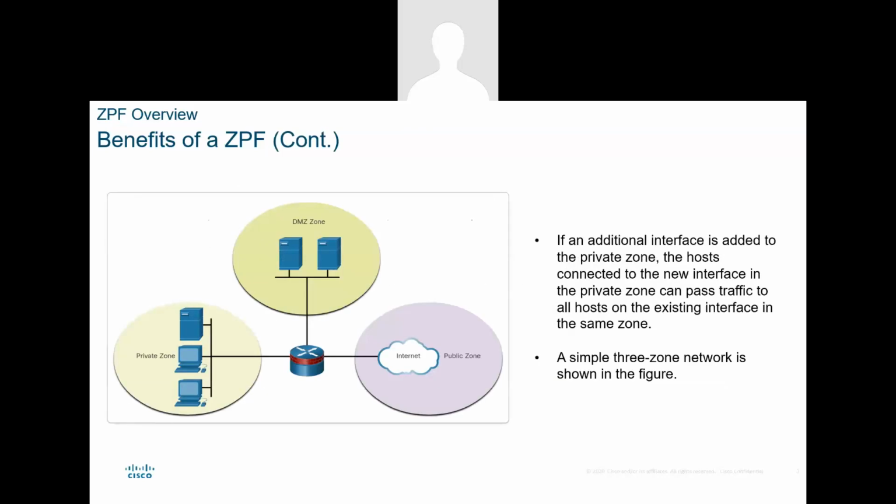Now, a major advantage of ZPFs is that it simplifies network expansion. So if a new interface is added to an existing security zone, its hosts can communicate with all other hosts in that zone without any additional configuration. This reduces the need for manual ACL adjustments when scaling your network. So we'll see the diagram on the slide. This illustrates a simple three-zone network where the traffic flows based on zone-based policies rather than interface-based.